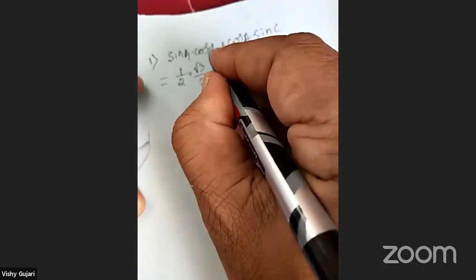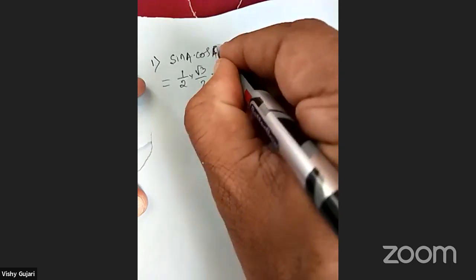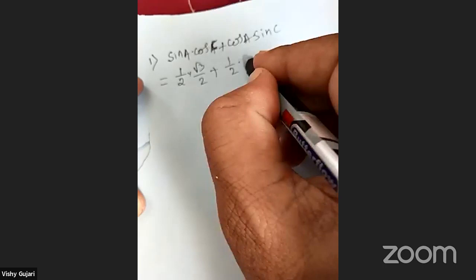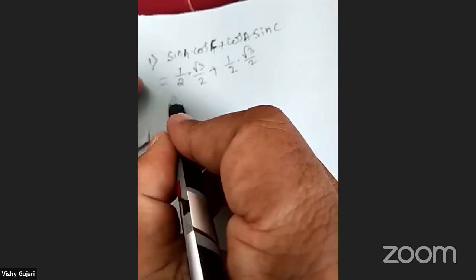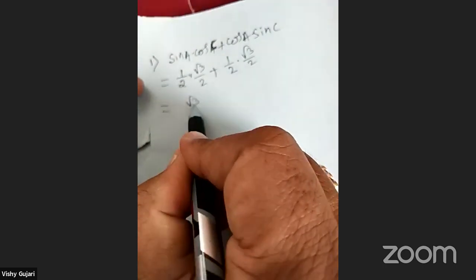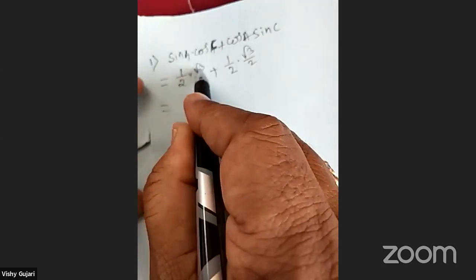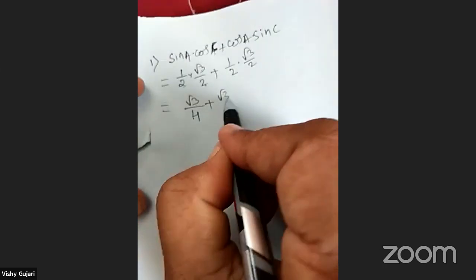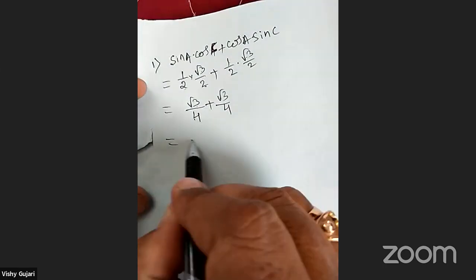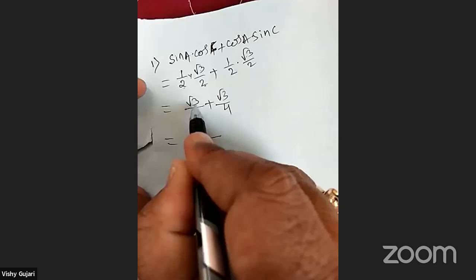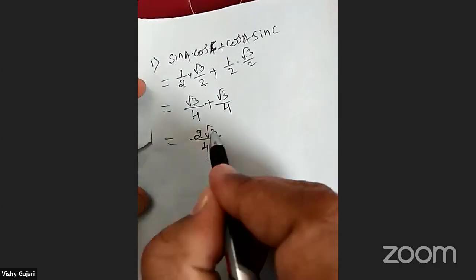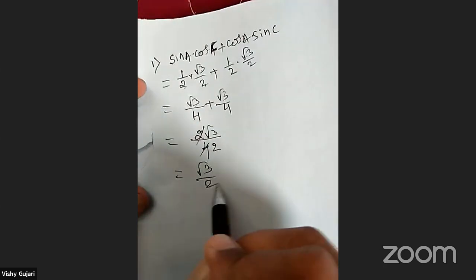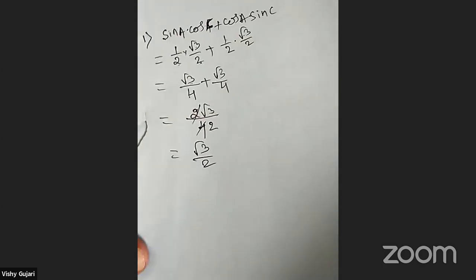This is cos C, no? Okay. Cos C means 1 by 2. Sin C means root 3 by 2. So root 3 by 4 plus root 3 by 4. The LCM is 4. Root 3 plus root 3 will be 2 root 3 by 4. The 2s get cancelled. It will be root 3 by 2.